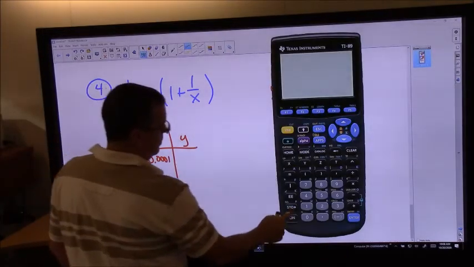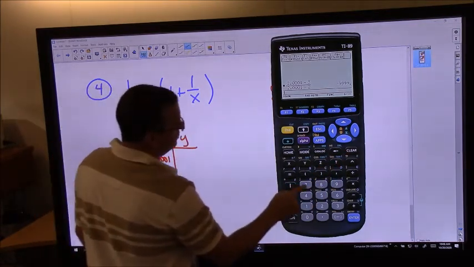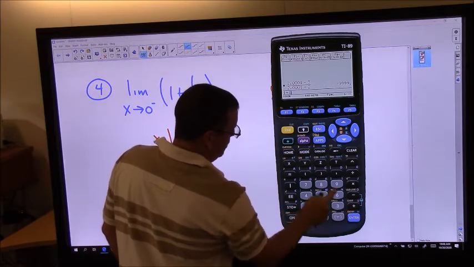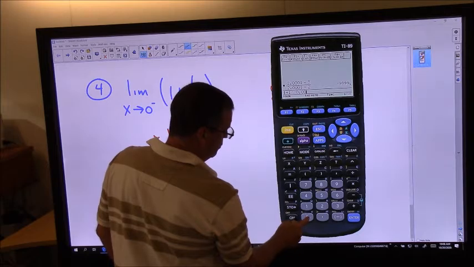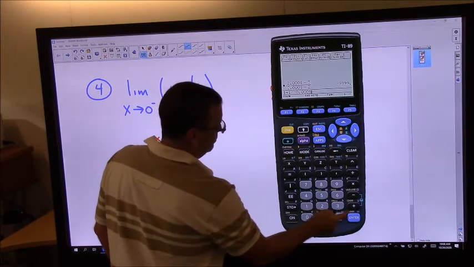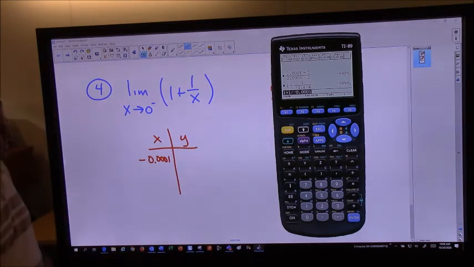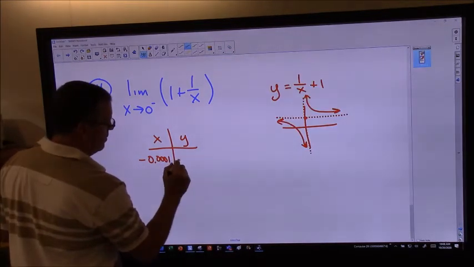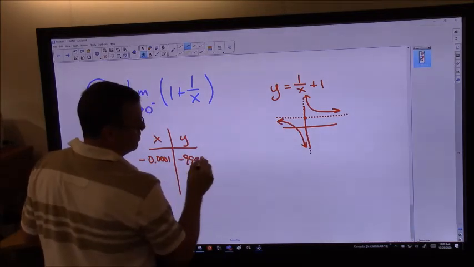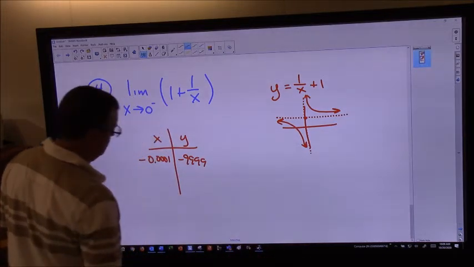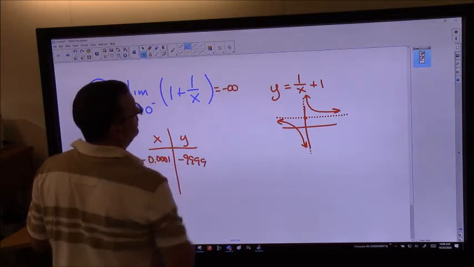So I'm going to clear this, so I've got 1 plus 1 divided by a negative 0.0001. Well, there we go, a big negative number again. That means we're going off to negative infinity. Negative almost 10,000 is way down here somewhere. So I'm going to say that this is equal to negative infinity.